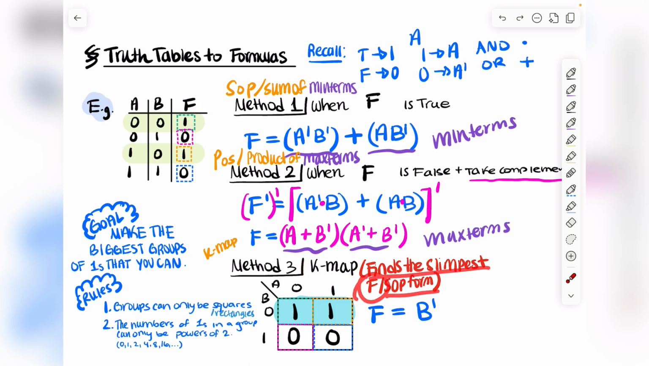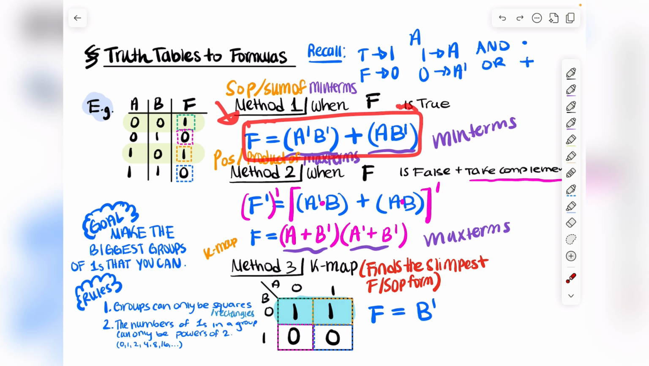And finally, I did mention that KMAPs find the simplest formula. It gives you the simplest sum of products form. But another way to get the simplest sum of products form is to take the sum of products and simplify it, literally. So if you've taken discrete, this is a whole section. It's called equivalence of propositions. And if you have Miranda, he gives you a cheat sheet, and it's just a list of all of the identities, all the laws that you can use, and then you just use those to simplify your expression.